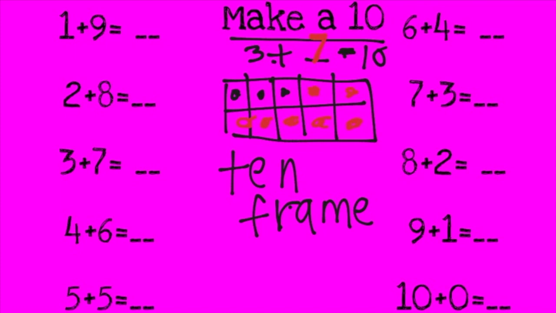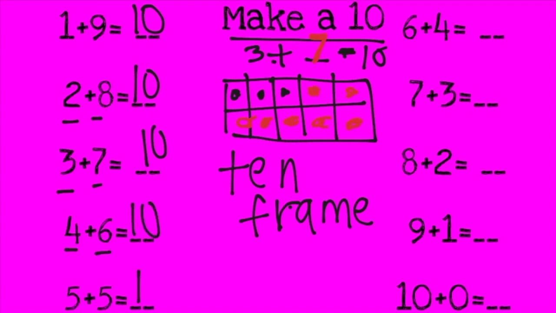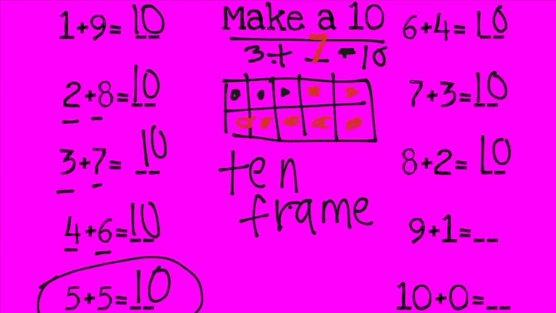So we know that 1 plus 9 equals 10, 2 plus 8 also equals 10, 3 plus 7 gives us 10, 4 plus 6 also gives us 10, 5 plus 5, that's also a double, and it's a way to make a 10. That's pretty cool. 6 plus 4 gives us 10. 7 plus 3 gives us 10. 8 plus 2 gives us 10. 9 plus 1 gives us 10. And 10 plus 0 gives us 10. If we add 0 to any number, we're always left with the same number that we started with. So that's a cool thing about using zeros.